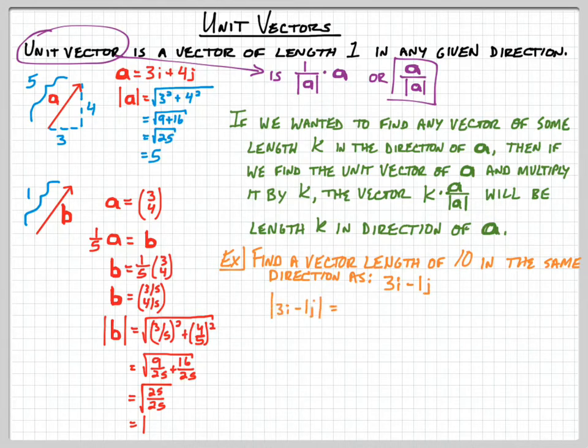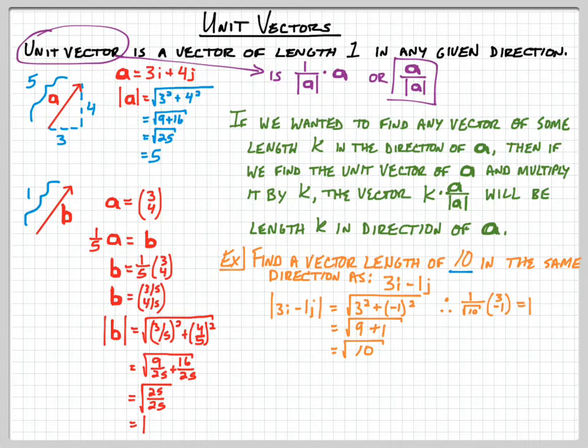Okay, so the magnitude of 3i minus 1j is going to be the square root of 3 squared plus negative 1 squared. So we get the square root of 9 plus 1, so the magnitude of this is going to be the square root of 10. So that's the length of this vector. So if we rewrite this vector as 1 over square root of 10 times 3, negative 1, that's given us a unit vector. That's going to be a unit vector of length 1, right? So that's just following what we did up here in the purple.